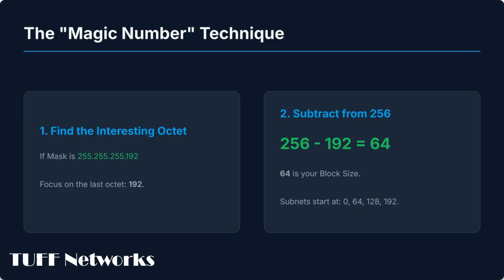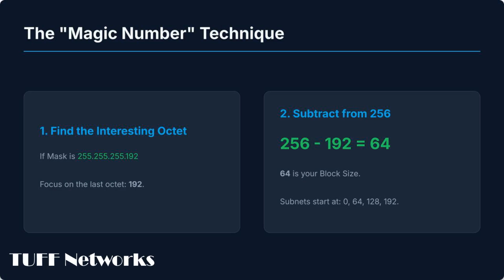64 is your magic number. This is your block size. This means your subnets count by 64. Subnet A starts at 0. Subnet B starts at 64. Subnet C starts at 128. Subnet D starts at 192.